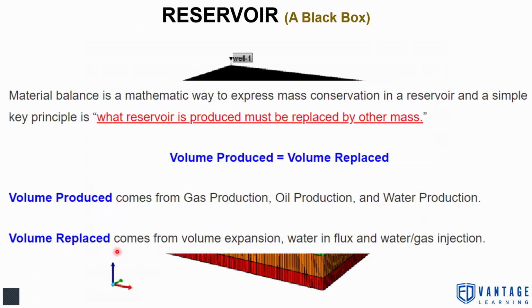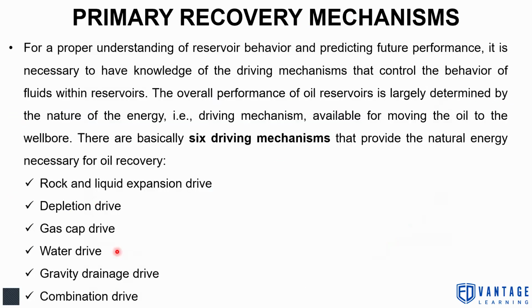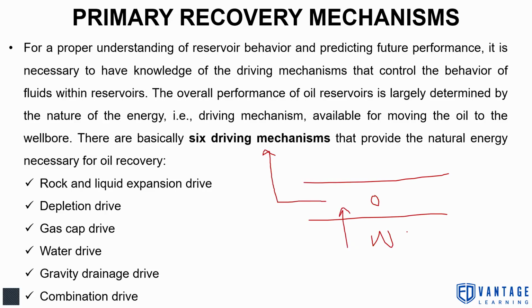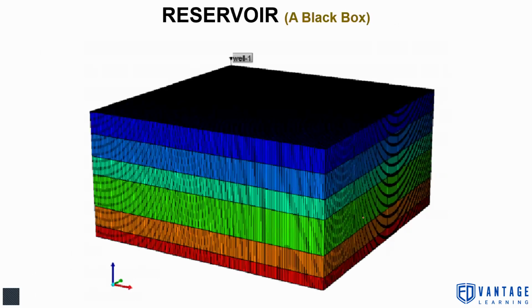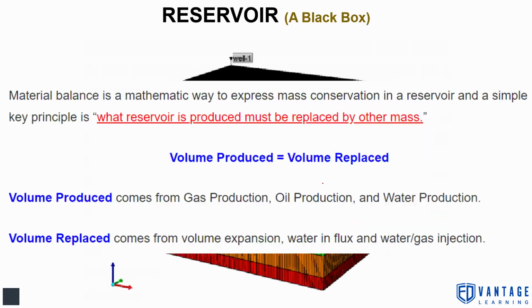As I'm talking about water drive, what happens in water drive is, if I can just draw here, say this is water, this is oil. When there is some amount of oil produced towards the producer, some water encroaches into the reservoir from the bottom. So whatever volume is produced is being replaced by water. That's what is happening in material balance. So that volume produced will be replaced.